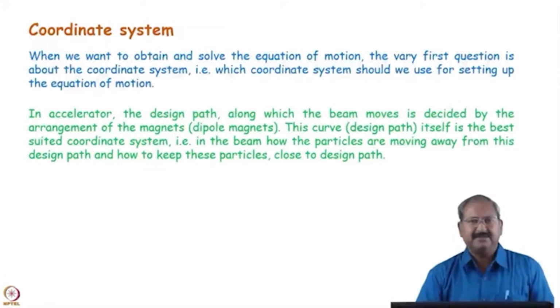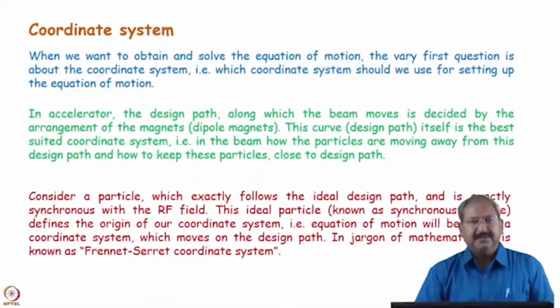The Cartesian coordinate system, which we know as very usual and popular, generally x, y, z, is not very useful in this case. In an accelerator, basically, we make the design path itself the reference. We calculate the distance of a particle with respect to the design axis and the angle its trajectory makes with respect to the design axis. Means the design axis itself can serve the purpose of the coordinate system. Now consider a particle which is nicely following a design trajectory. The design trajectory is basically decided by the arrangement of the dipole magnets.